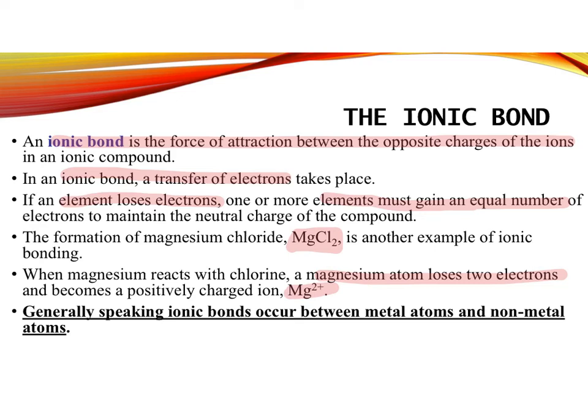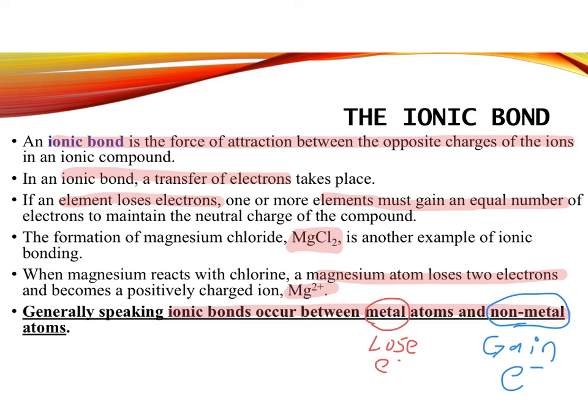Generally speaking, all right, this is not 100% of the time, but most of the time if you're looking at a compound, ionic bonds happen between metals and nonmetals. Metals almost always lose electrons, and the nonmetals will gain electrons, with e minus being the symbol for an electron, e for electron, the minus showing the charge of that electron. All right, that's all I have for you on just an intro to ionic bonds.